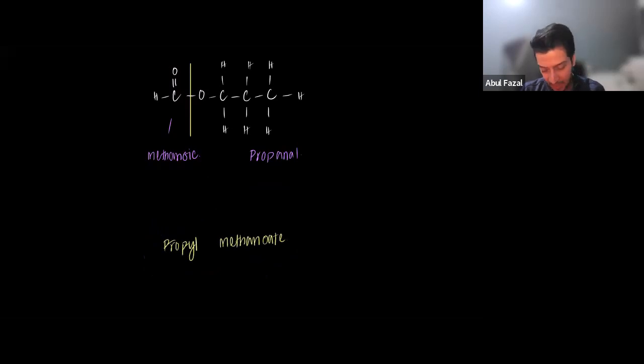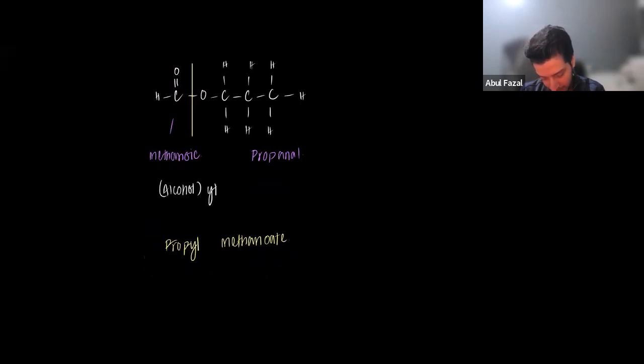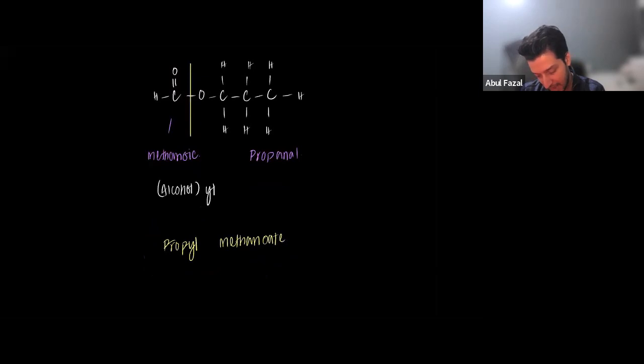Now, any ester's name is some alcohol name, but they turn it into an alkyl, and some acid name, but they turn it into a noate. So you see methanoate is going here and propyl is going over here. So it's propyl methanoate. No, acid won't be the first part. So let's try another question out, and hopefully we can be a little faster.